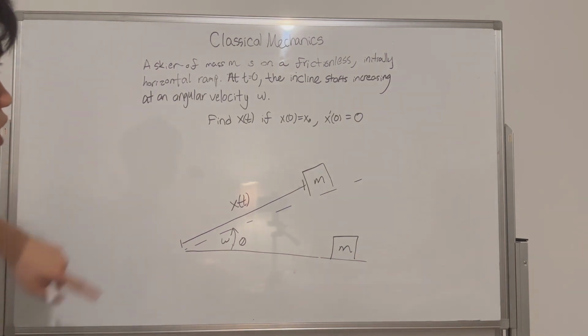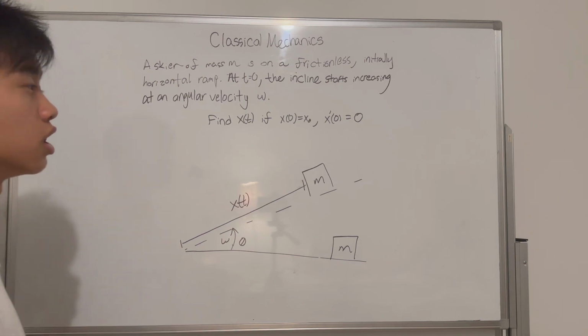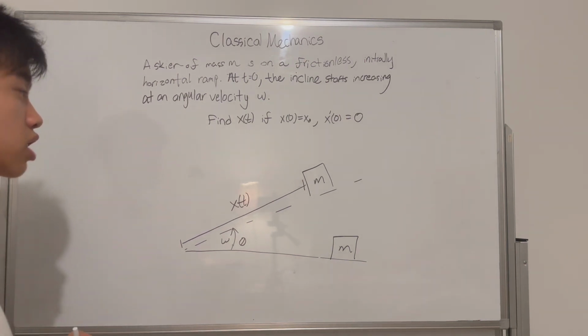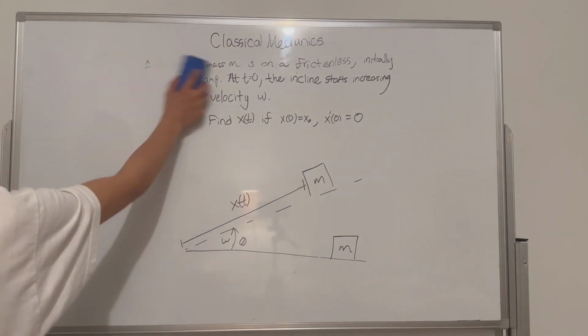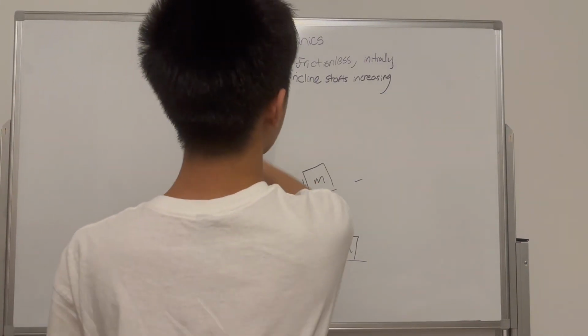So given that this is classical mechanics, we're going to be using either Lagrangians or Hamiltonians. And I'll be using Lagrangians because that's my preferred technique and it's much easier. Okay, you already know what the problem is. Let me just erase this now.